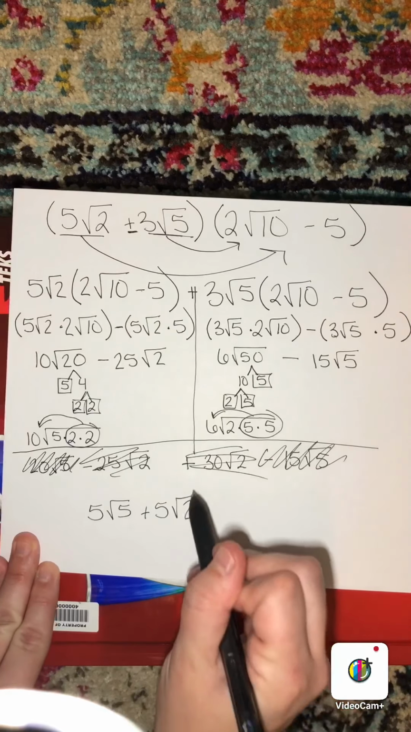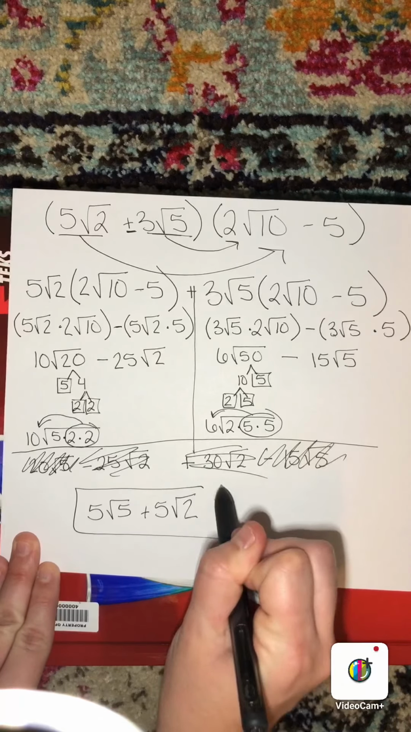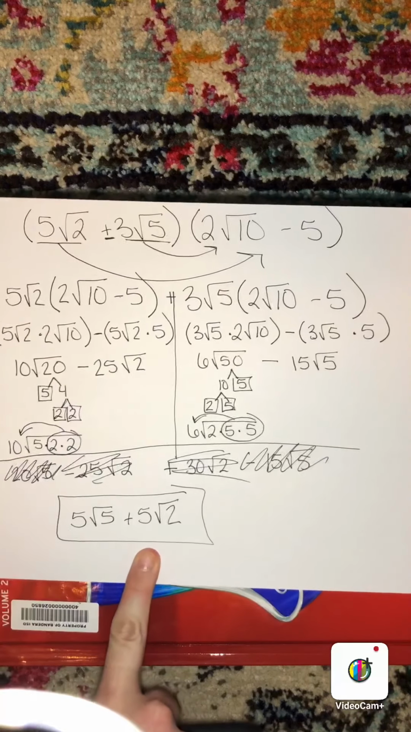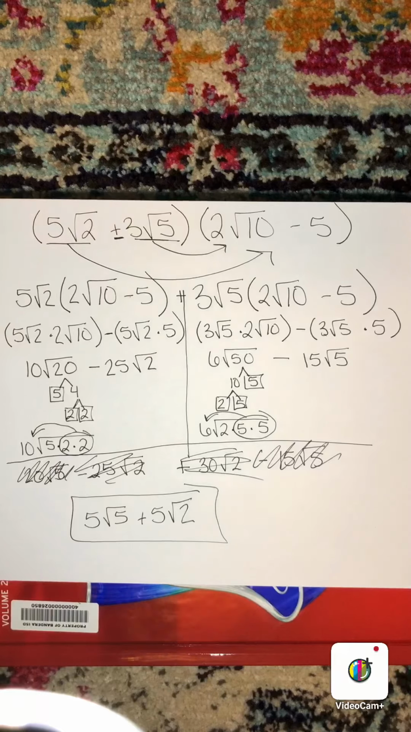The numbers inside the radicals are different, so they cannot be combined. So that would be your final answer. And yes, I know it's a lot of work to get there. That's why I only gave you one of them. But that's how you do it.